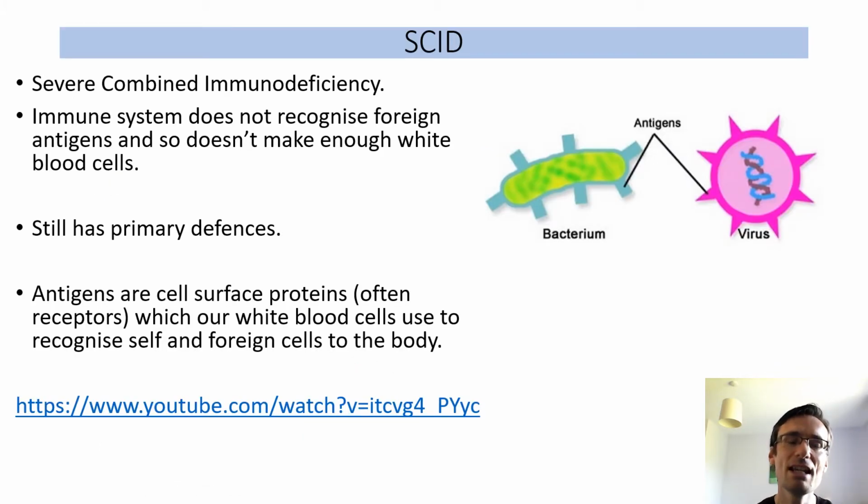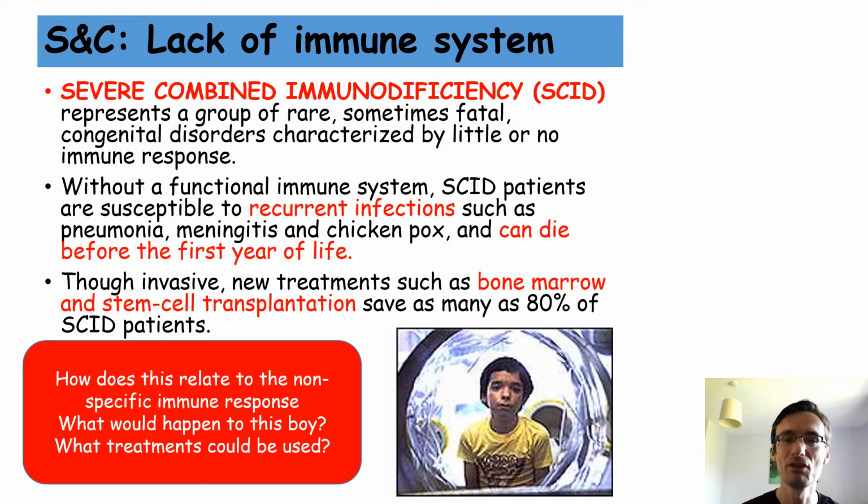An example of a disease where you have a weakened immune system is severe combined immunodeficiency, which is called SCID. You have your primary defenses, like your stomach acid, your skin, things like that, but your actual white blood cells don't recognize the foreign antigens, or don't recognize them as well, and that therefore is an issue. This is an example of someone who had SCID, known as the bubble boy, and obviously it's very limiting to your lifestyle.